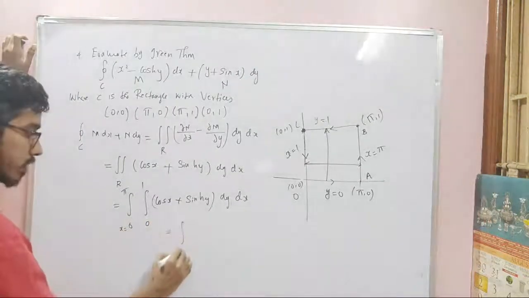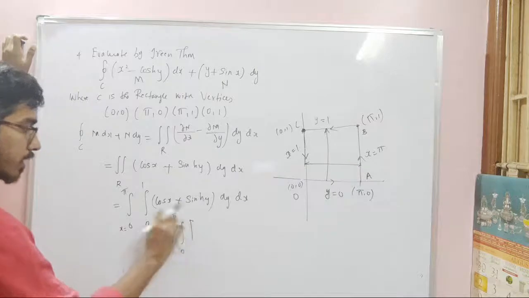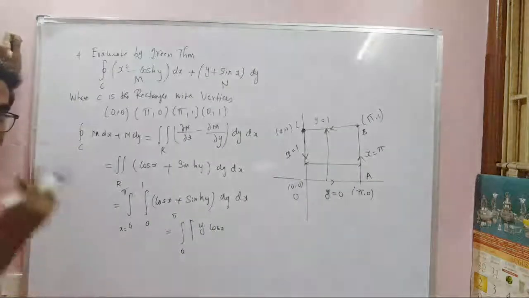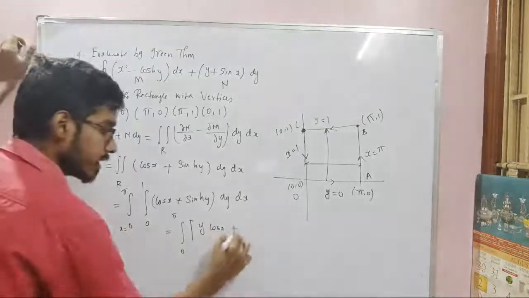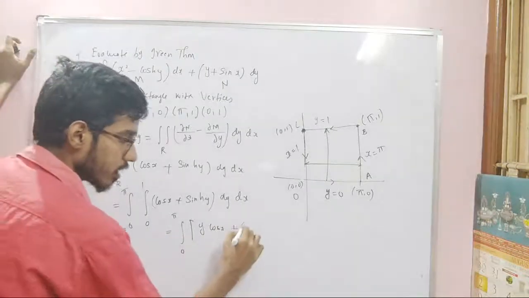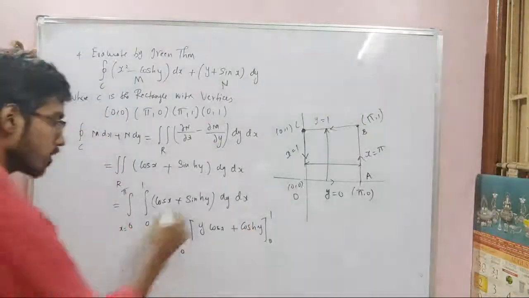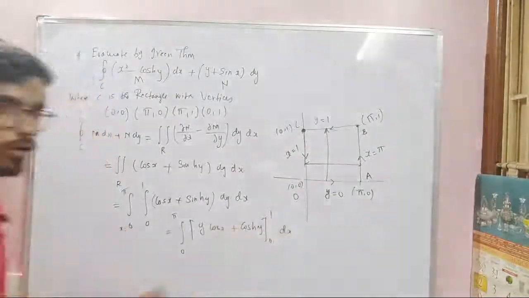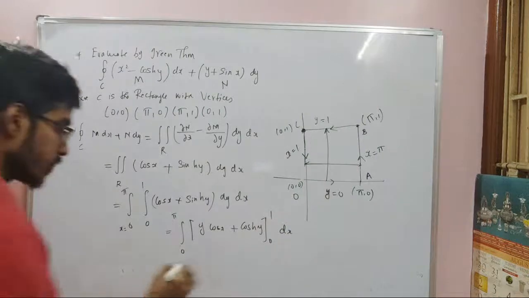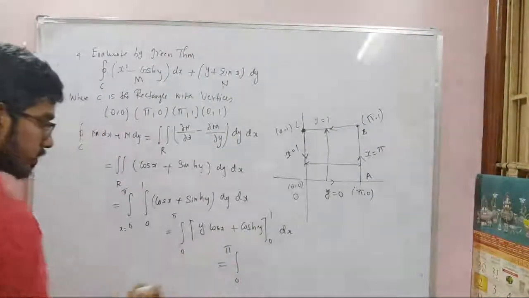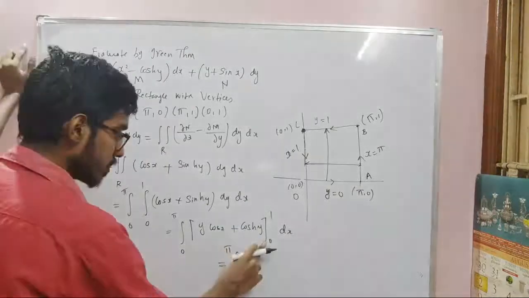So this is the integral from 0 to pi. The integral of dy with cos x is y cos x. Cos x is constant, and the integral of sinh y is cosh y, with limits from 0 to 1, into dx. So this will be the integral from 0 to pi. When you integrate this, we will substitute the upper limit and lower limit.